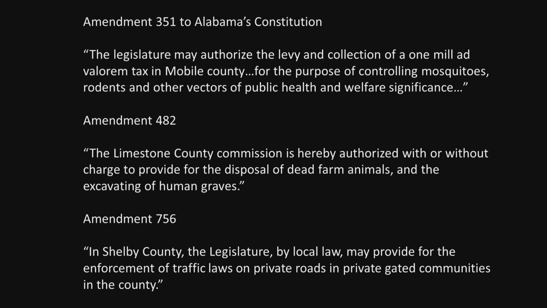Yeah, so we have cases here where we have constitutional amendments to our state's document which apply to a single county. In the case of Amendment 351, we're talking about raising a tax in Mobile that'll apply only to Mobile to control mosquitoes in Mobile. There's another often cited example where we're talking about allowing Limestone County to hire someone to pick up dead animals. These are clearly issues that are important to the residents of those counties.